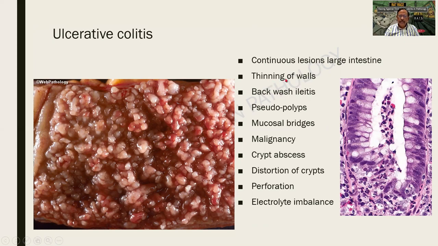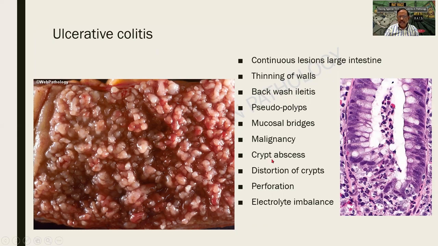There is thinning of the wall, there is no thickening. Backwash ileitis: as the name implies, it is a colonic disorder, but sometimes it can involve the terminal ileum and it is called backwash ileitis. And sometimes, in spite of the ulceration, the mucosa can be connected together and this is called a mucosal bridge. Malignancy is very common, 3 times more common here than in Crohn's disease. Crypt abscess is the hallmark.